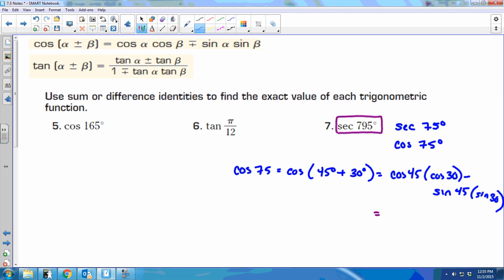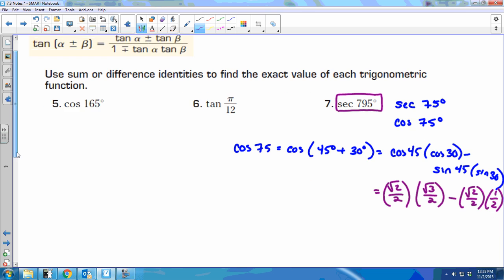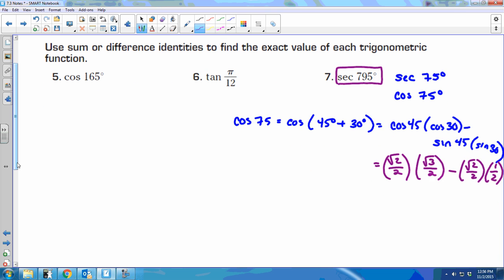I'm going to finish this problem first. All right, so cosine of 45 is the square root of 2 over 2. Cosine of 30 is the square root of 3 over 2. Sine of 45 is the square root of 2 over 2. Sine of 30 is 1/2. Should be looking similar to what we did earlier. You're filling in from the unit circle.